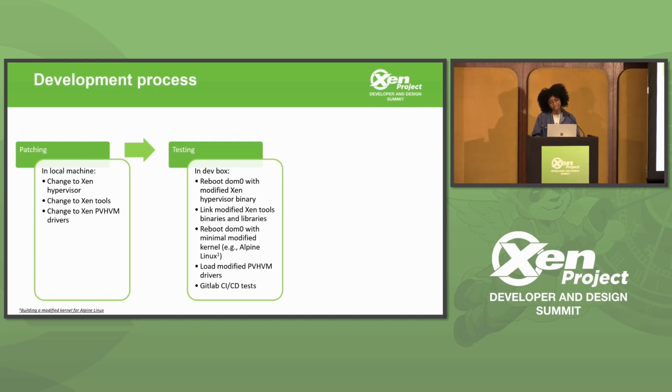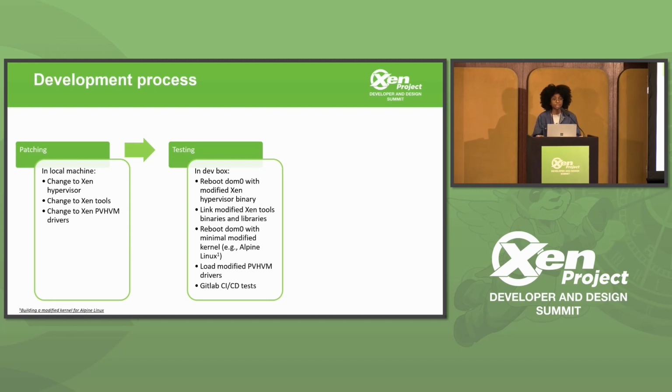And then for changes to PVHVM drivers, I'd build a modified kernel. I used Alpine Linux because it's lightweight and it was really useful to me. I've also linked a guide that I used, a tutorial on how to set that up. And yeah, so I'd reboot Dom0 with a modified kernel and observe the changes.